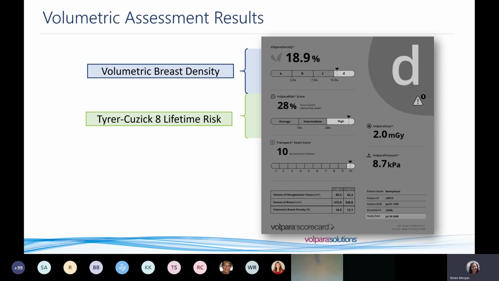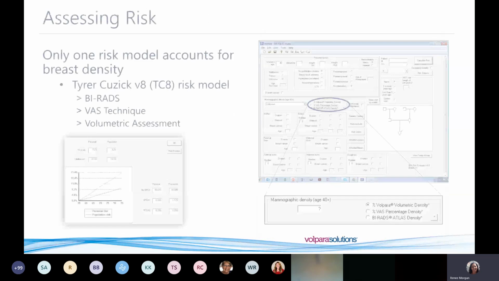This is a nice example of a Volpara density scorecard that right off the get-go tells the doctor this is a D, extremely dense for that masking risk. But we also provide a volumetric breast density on that continuous scale, and you can see where she is on that scale in the density categories. This volumetric breast density percent can also be brought into a risk assessment tool, Tyrer-Cuzick 8, that will provide a risk score for that patient. And we'll dive deeper there in just a moment.